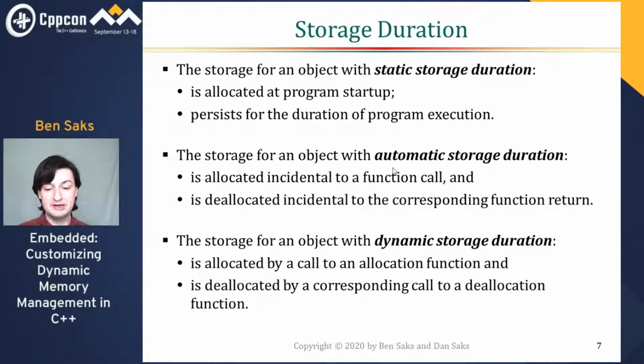And the third category, which is what we're going to be mostly talking about today, is dynamic storage duration, where the storage for an object is allocated when you ask for it. When you manually do something to request the memory for an object, and you have that memory available to you until you say, I'm done using it. And you call a deallocate function to return that memory to the general store.